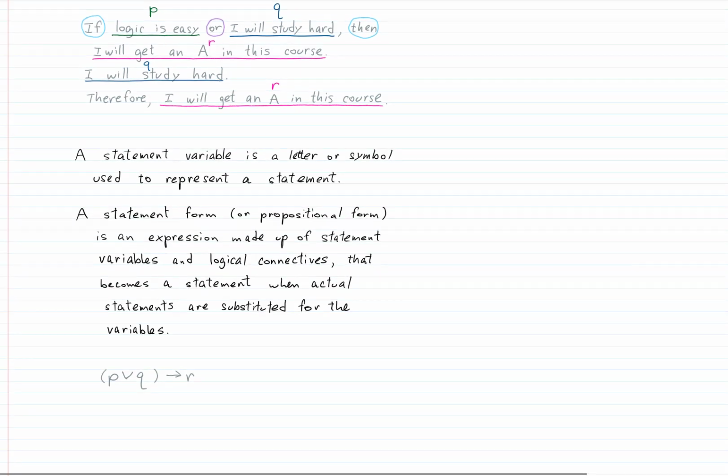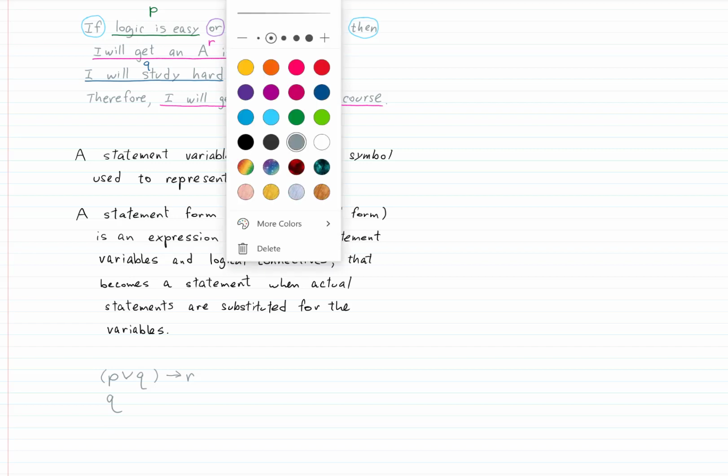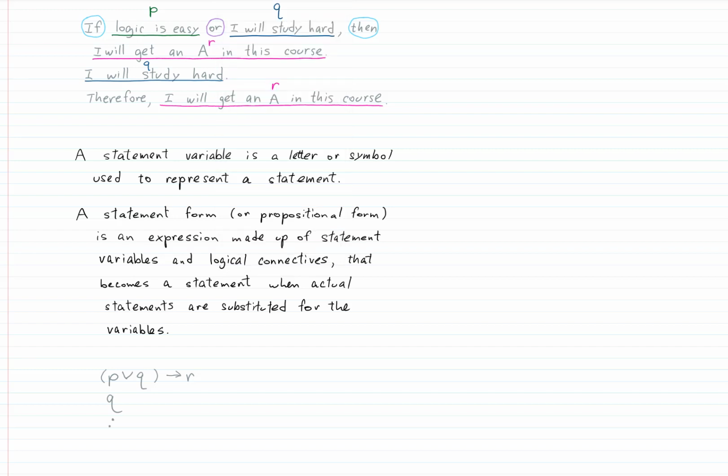All right, and then let's continue. Then I'm just copying the logical form of that argument up there. So what would be next? Next I would just write Q. And then what would I write next? At the end I would write therefore. Hang on a second, let me do that better. R. Okay?